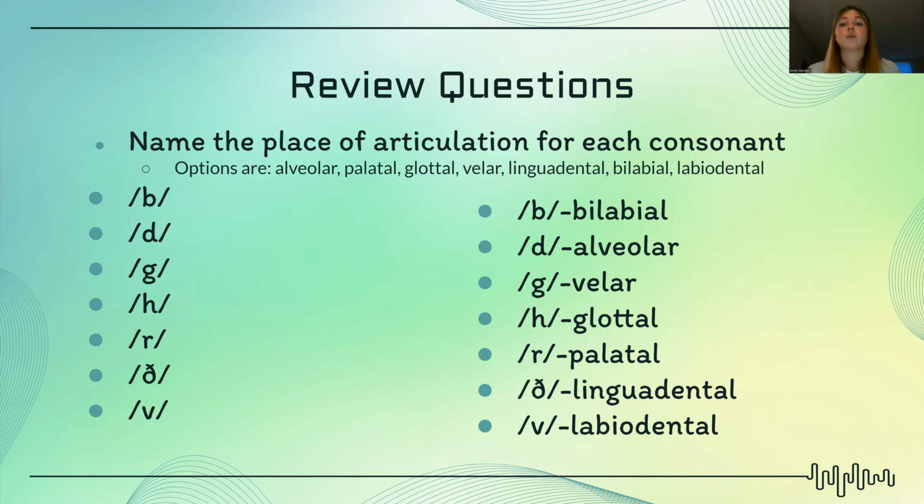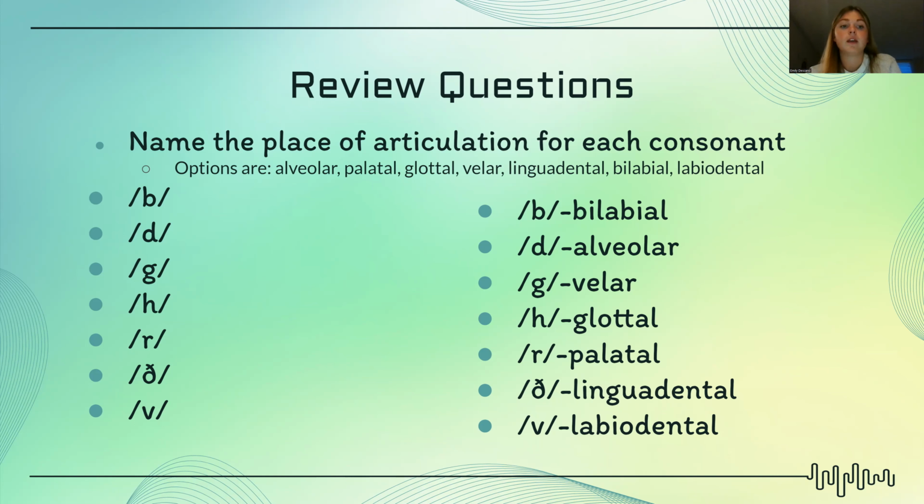And that one's palatal. You can feel your tongue make that kind of boat type shape on the roof of your mouth and touch your hard palate. This is the TH sound. That one is linguodental because you have to put your tongue to your teeth when you make that sound. And V is labiodental because you are touching your teeth to your lips.